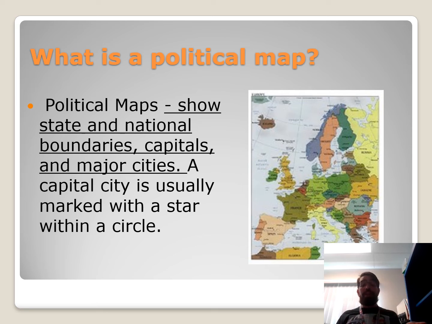From there, political maps. This is one that we're going to do a lot of. It shows state and national boundaries, capitals, and major cities. In particular, as the United States grows from the eastern coast to the west coast, we're going to be looking at how all these states change shape, how the United States gains more land, and how the territory split apart into the states that we have now.